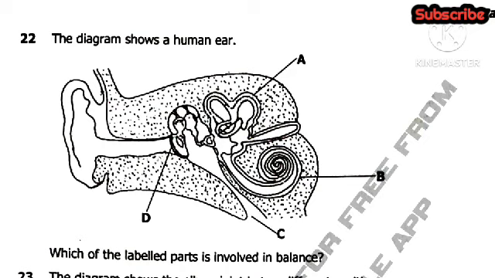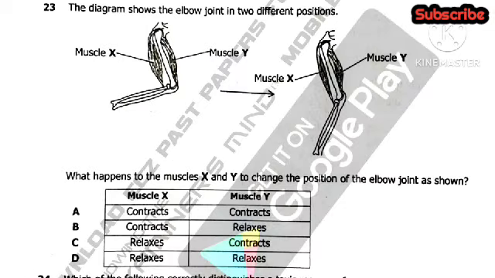So which of the labeled parts is involved in balance? What is involved in balance is semicircular canal, which is A. Some of you say semi, it's fine. So the answer is A. Okay, let's go to question 23.